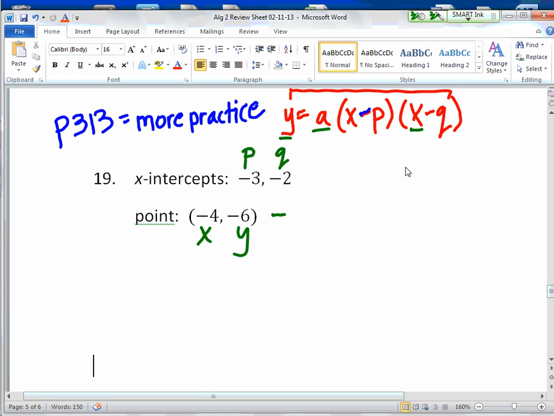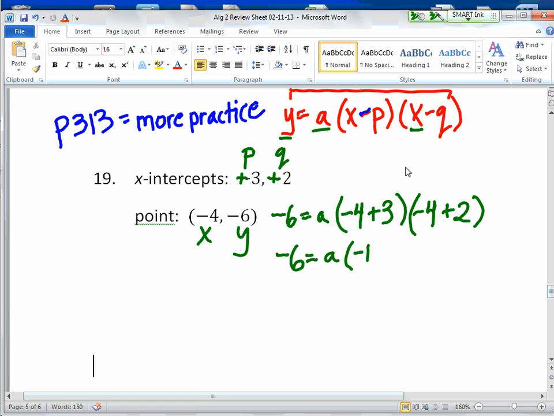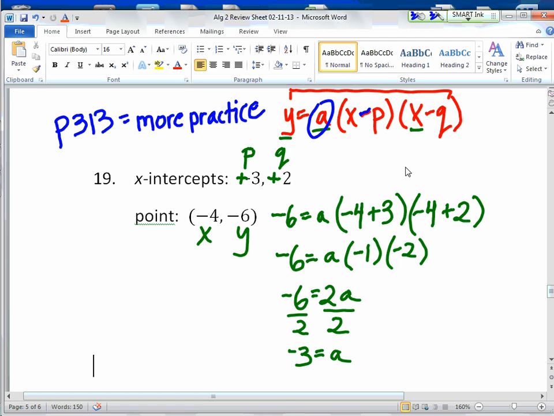Okay, so -6 equals a times x goes in as -4 minus p gives us +3. -4 minus q gives us +2. And then we combine within the parentheses. So we get -6 equals 2a. We're trying to get a alone, so we divide by 2 on both sides. So a is -3.